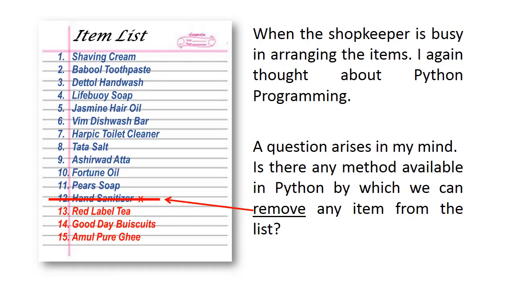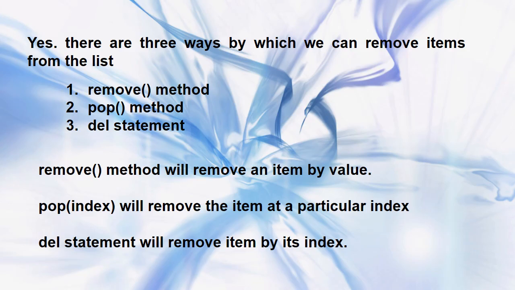When the shopkeeper was busy arranging the items, I again thought about Python programming. A question arose in my mind: is there any method available in Python by which we can remove any item from the list? Yes, there are three ways by which we can remove items from the list. Number 1, remove method. Number 2, pop method. Number 3, del statement. Remove method will remove an item by value. Pop will remove the item at a particular index. Del statement will remove an item by its index.